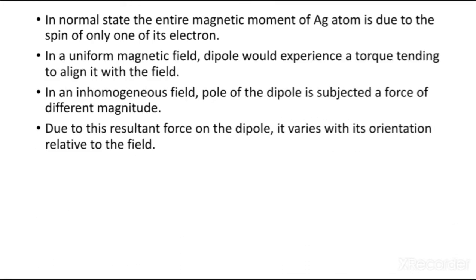In the normal state, the entire magnetic moment of the silver atom is due to the spin of only one of its electrons. In a uniform magnetic field, a dipole would experience a torque tending to align it with the field. In an inhomogeneous field, each pole of the dipole is subjected to a force of different magnitude. Due to this, the resultant force on the dipole varies with its orientation relative to the field.